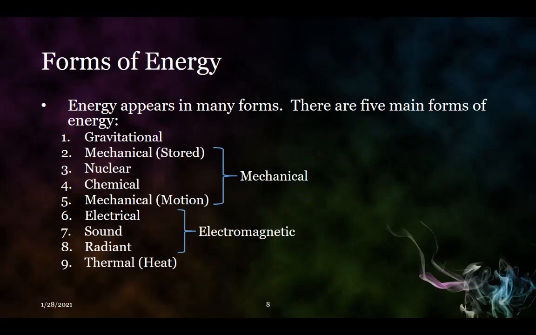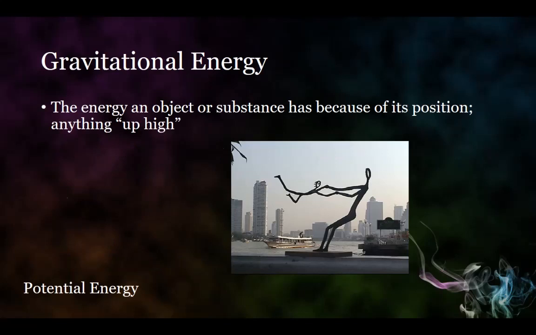There are five main forms of energy that we kind of look at. We have gravitational, which we'll focus on. Mechanical, which actually has a couple of subcategories: stored mechanical, motion mechanical, so that's kinetic. Your nuclear energy, chemical energy, these fall into this category. You've got your electromagnetic energy, which is your electrical, your sound, your radiant. And then lastly, and this is definitely not one to overlook, the thermal energy, which is heat energy. And then we'll talk about this with respect to entropy here in a little bit. So gravitational energy is the energy because of position of an object.